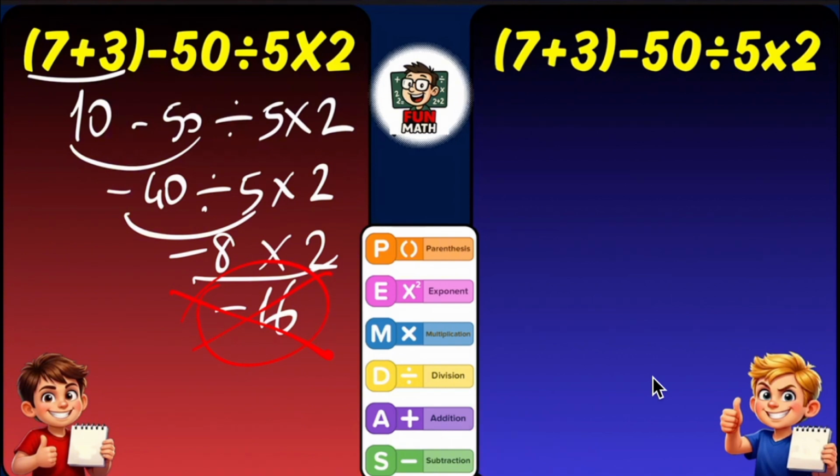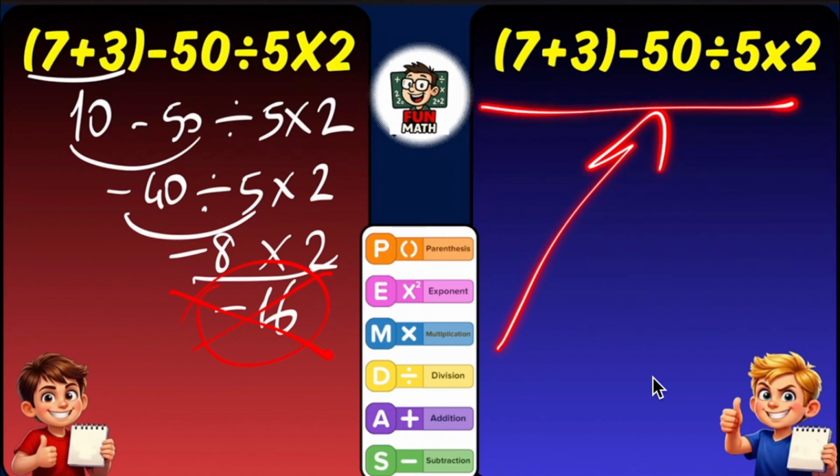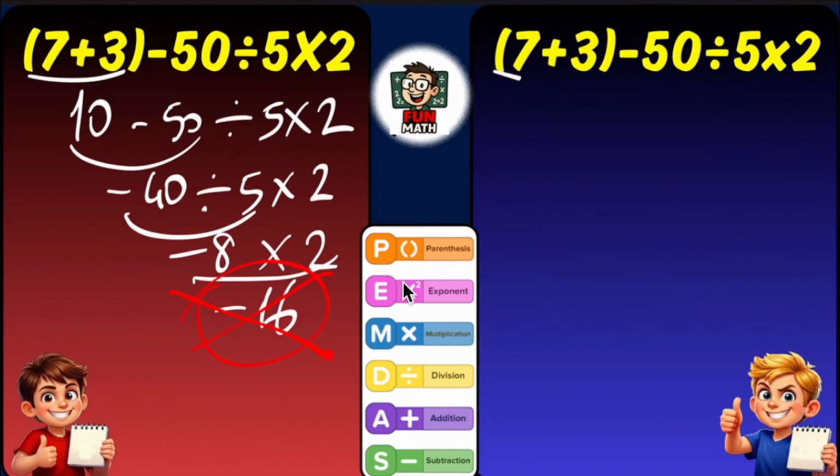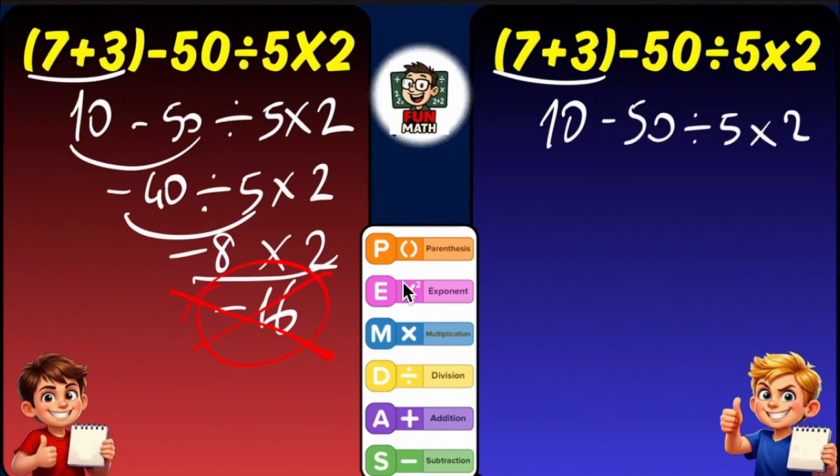Okay, let's now solve the question according to the rule. First, parentheses: 7 plus 3 equals 10. Now there are subtraction, division, and multiplication. First, division and multiplication, left to right.